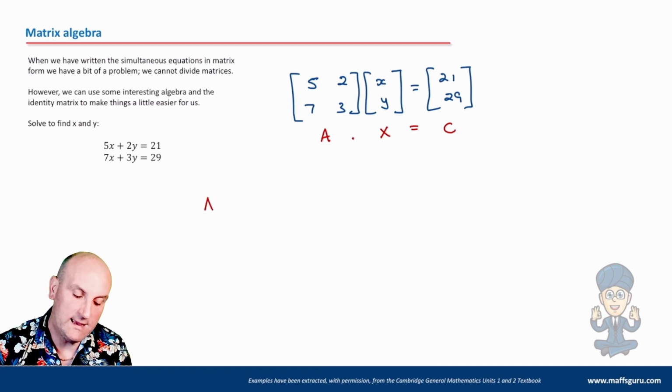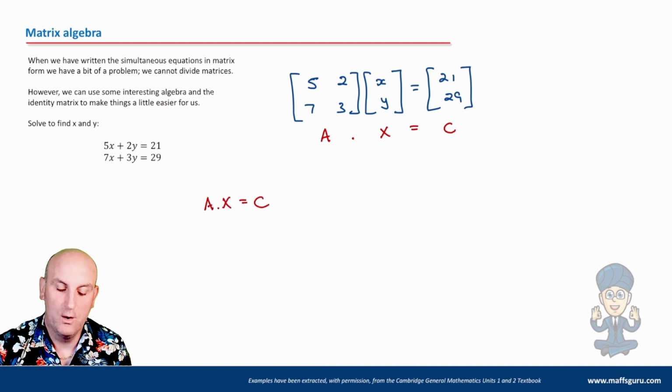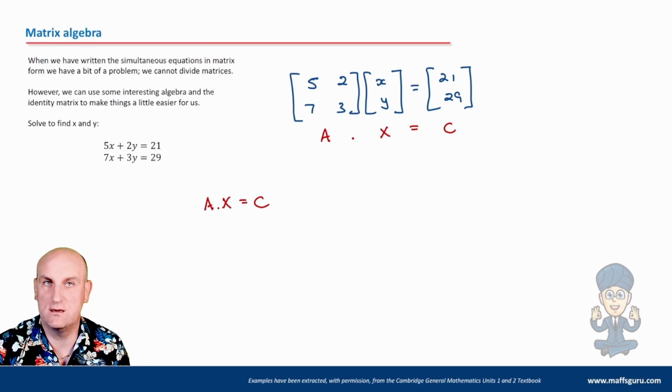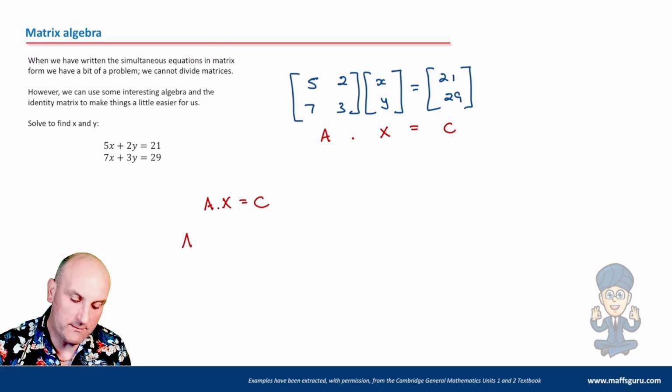So A times X is equal to C. I've just written that out again. What I'm going to do to both sides of this is pre-multiply by the inverse of A. So I'm going to pre-multiply that. I'm just going to write A to the minus 1 times A times X.